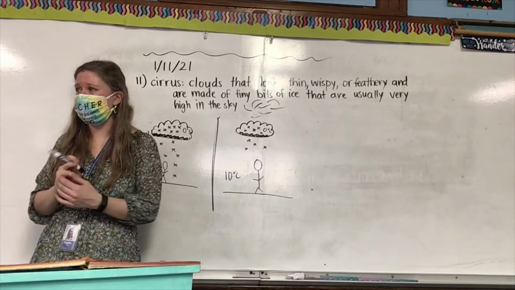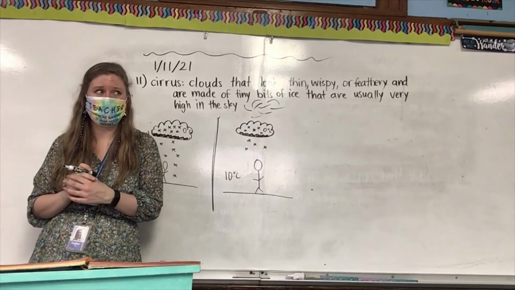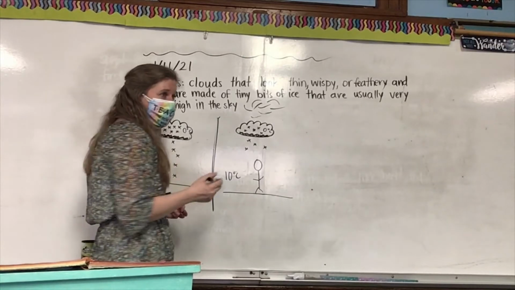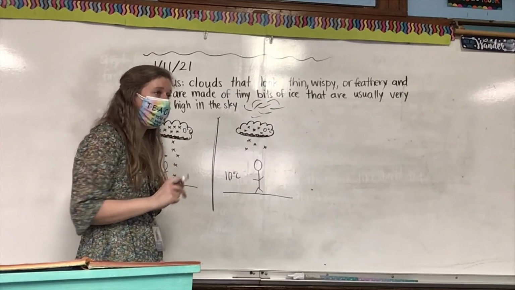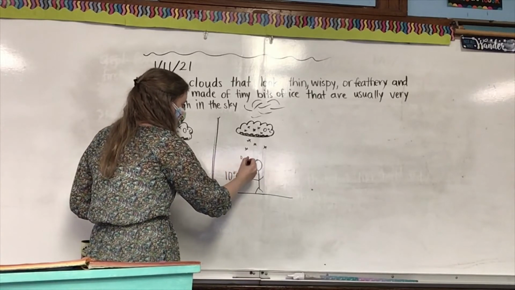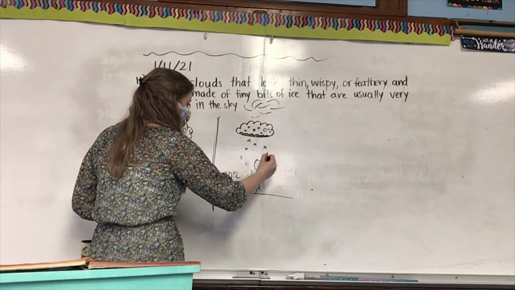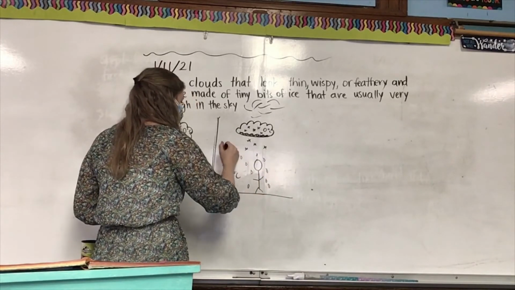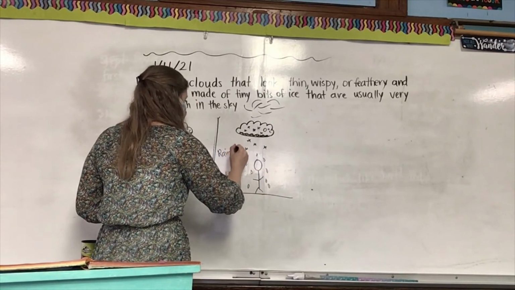What happens to that snow? What process does it go through? Zadie. It melts. It melts and turns into what? It started as snow in that cold cloud, but then what happened to it? It melts and turns into rain. It melted and turned into rain. So we have rain.